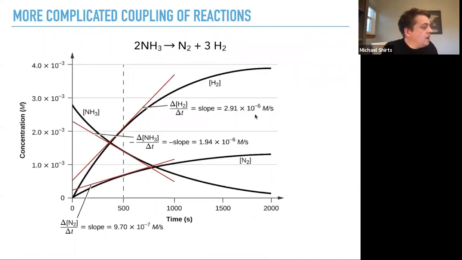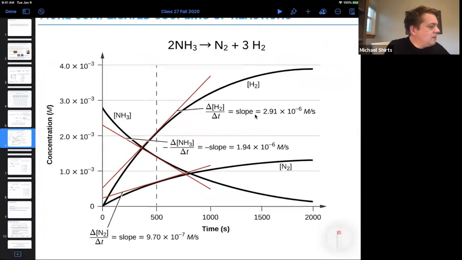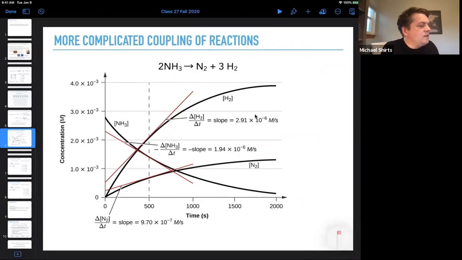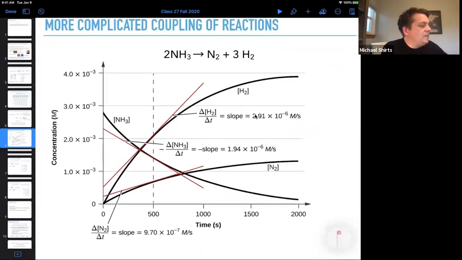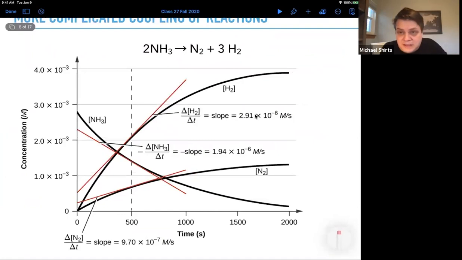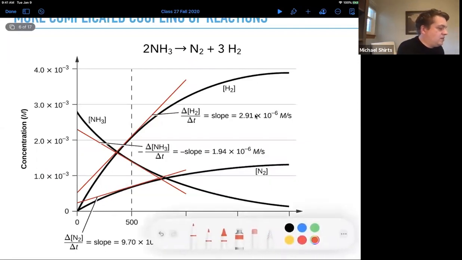Okay, so let's look at how this works in a more complicated coupling. I'm going to blow this up a little. Here we have ammonia decomposing to nitrogen and three hydrogens. So it's balanced stoichiometrically. Let's look at what's going on here. We've got ammonia disappearing as it should, and we've got hydrogen appearing and nitrogen appearing. So that makes sense. Let's say at this point we calculate the slope. The tangents to the lines are nicely drawn there, so that's a differential slope.